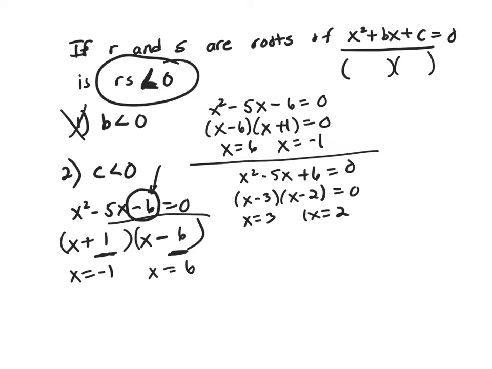But the key is you don't have to do all this work. Just know to get negative 6, you had to multiply a positive times a negative, and that means your roots are going to be opposite signs. Hope this helps.